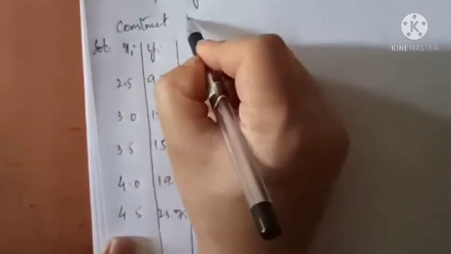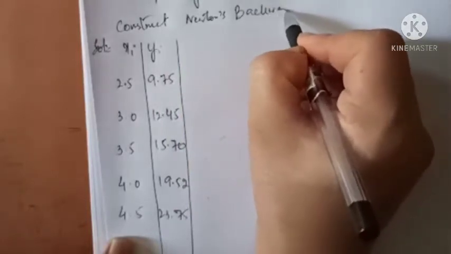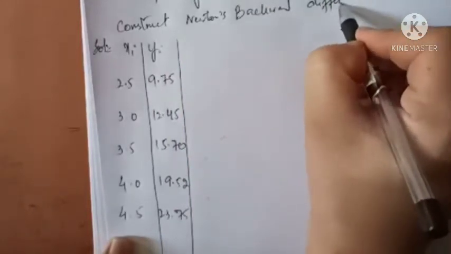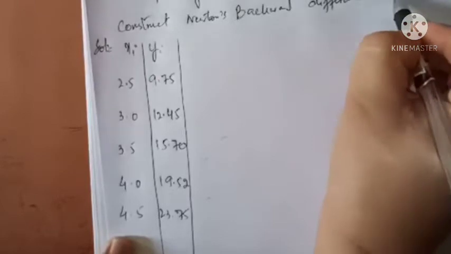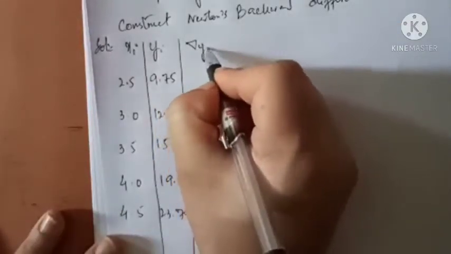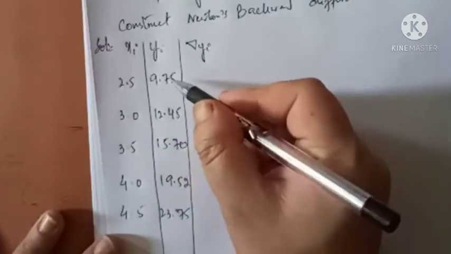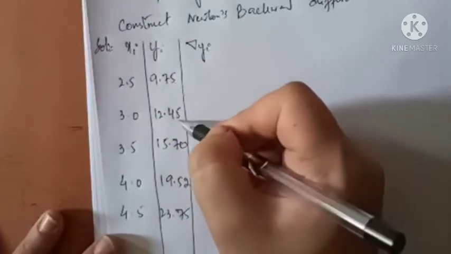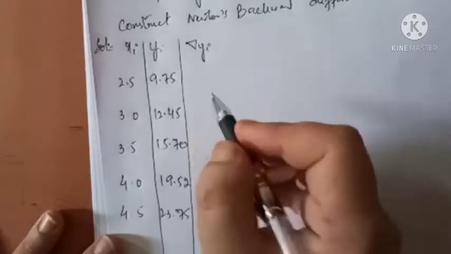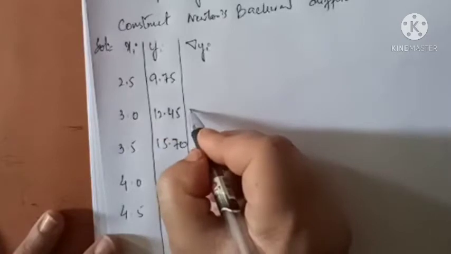So construct Newton's backward difference table. Okay, so delta yi will be equal to this minus this, y2 minus y1. So over here, I have to write it over here.